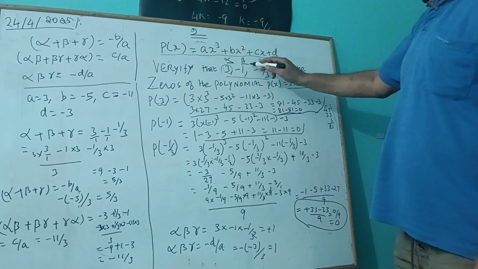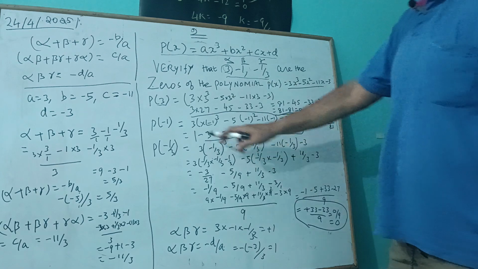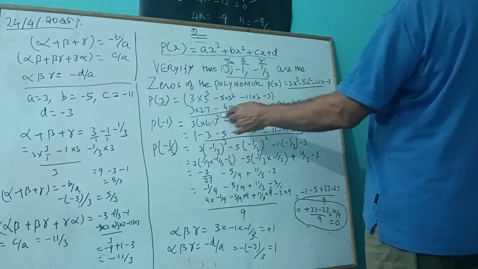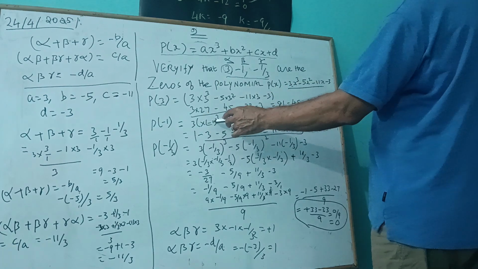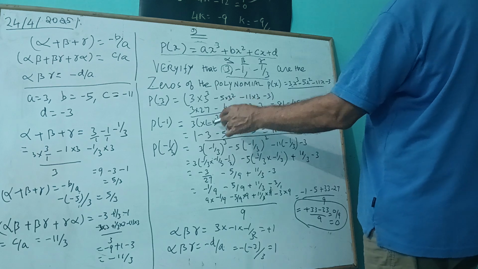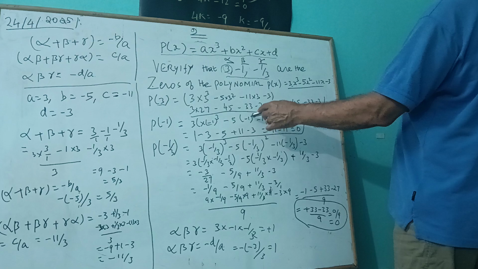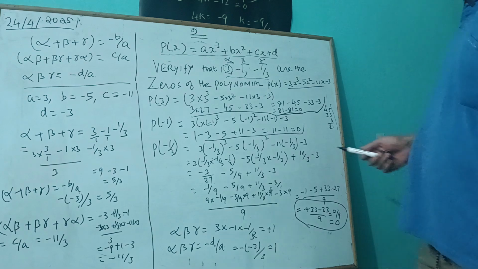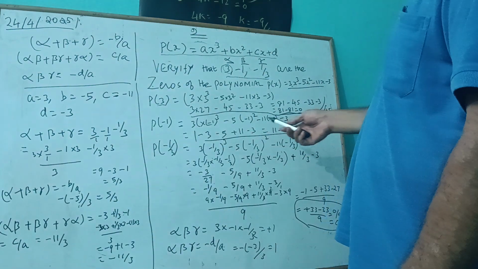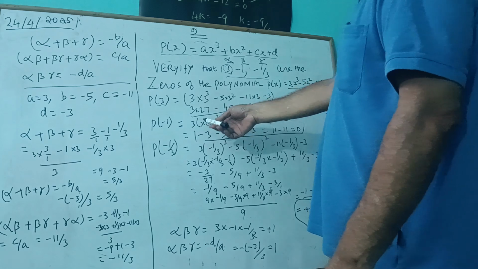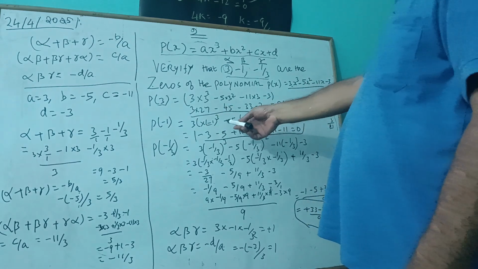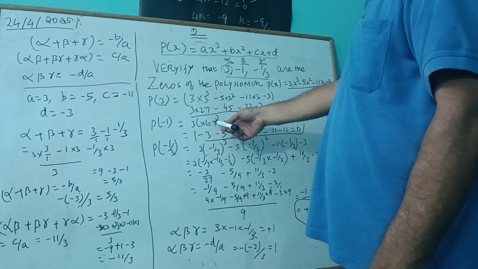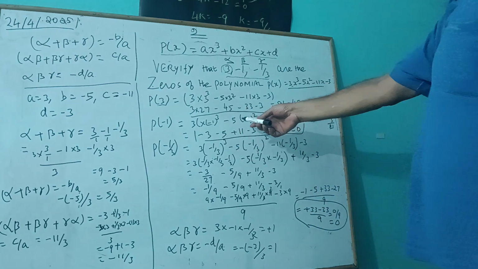Now second, we have to substitute x is equal to minus 1 in this equation. So wherever x is there, you have to substitute. 3 into minus 1 cube, minus 5 into minus 1 squared, minus 11 into minus 1, minus 3. Like that you have to do it. Here, this becomes minus 1 into minus 1 into minus 1.